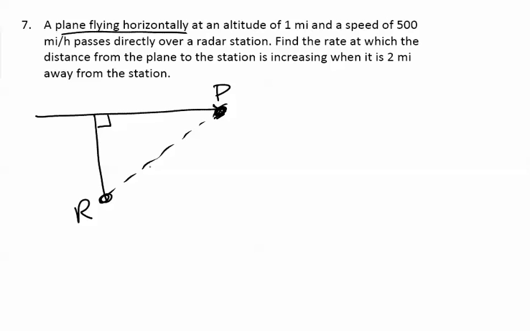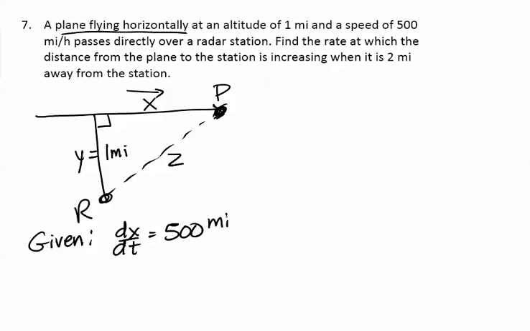So again, depending on what variables you want to use, A, B, C, X, Y, and Z, your choice. We know that the Y height here is fixed at 1 mile. All right, and we know the speed the plane is flying at. This plane is flying horizontally, so we are given the dx dt. The rate the plane is flying horizontally, 500 miles per hour. And we are looking for the rate at which the distance from the plane to the station is changing. So we want to find our dz dt.